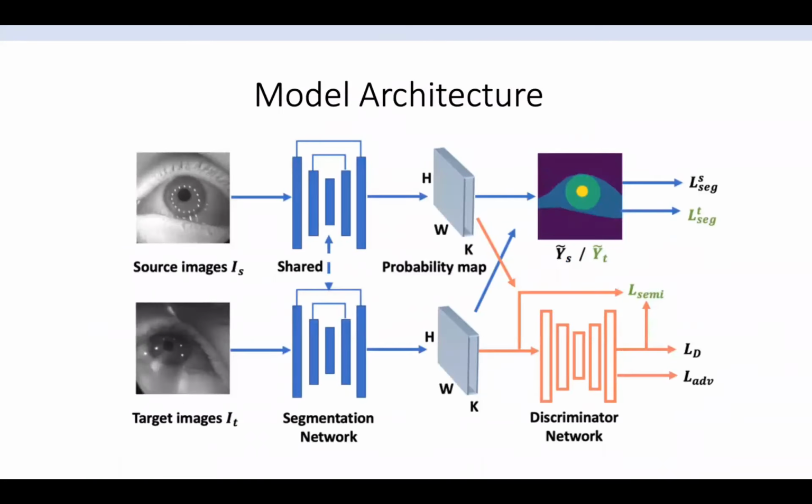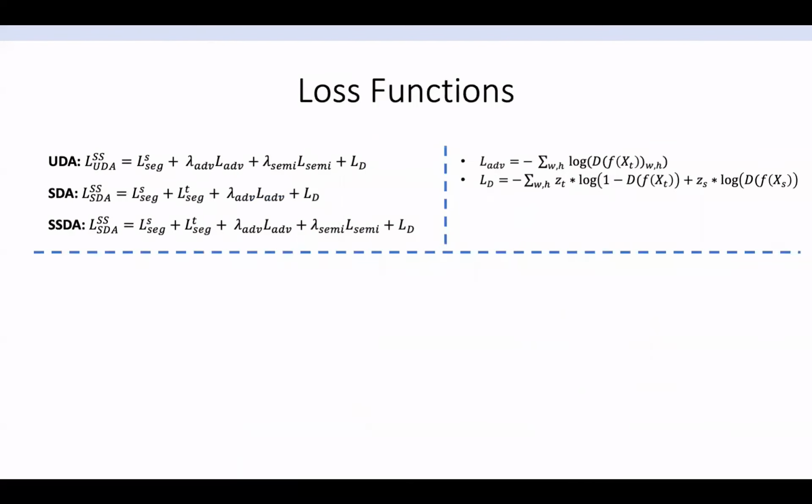Our pipeline consists of 2 subnetworks, a segmentation network and a discriminator. The discriminator is a fully convolutional neural network which takes probability maps from the segmentation network and outputs a confidence map. This map indicates how confident the discriminator is about each pixel in the image belonging to the source or target domain. Here, we show the loss functions for these 3 frameworks. I'm not going into too much detail, and please refer to the paper for more information.